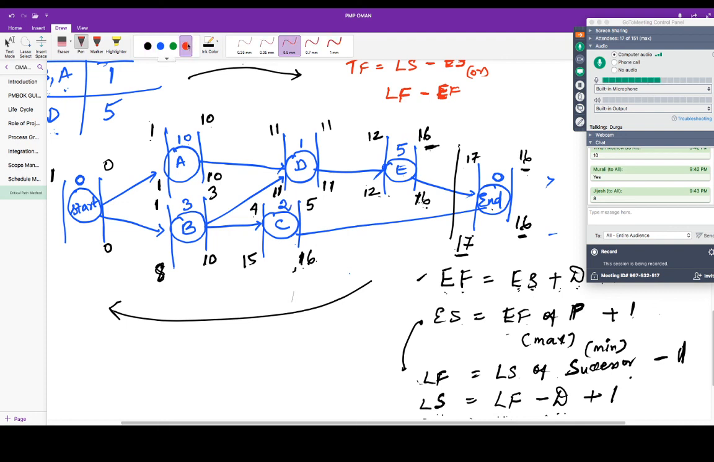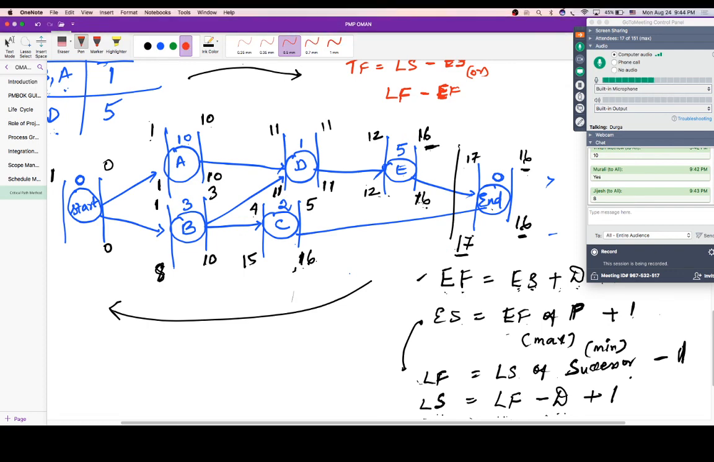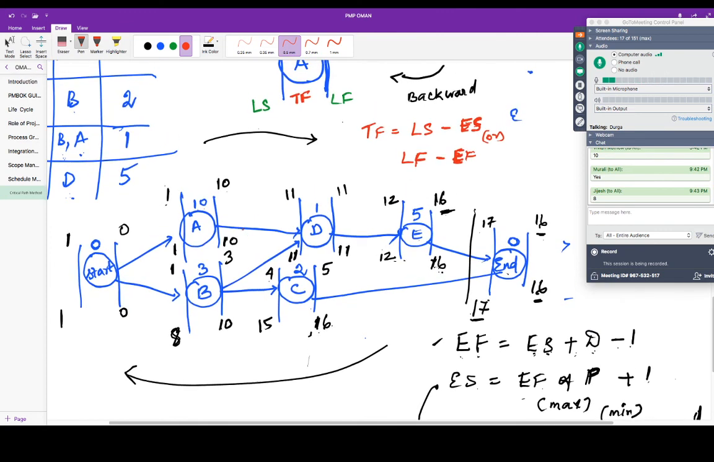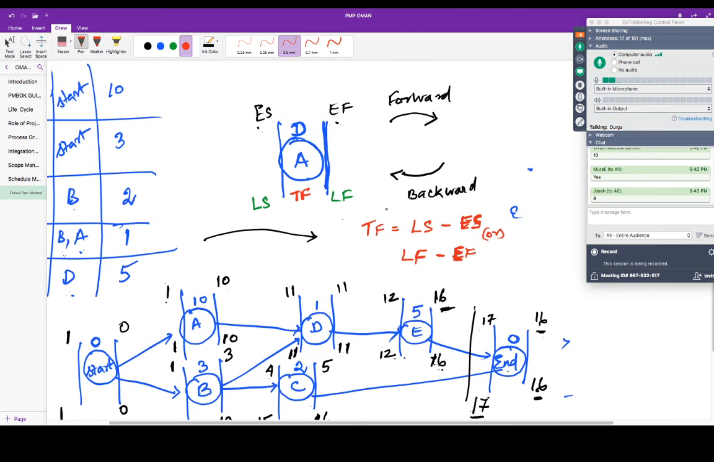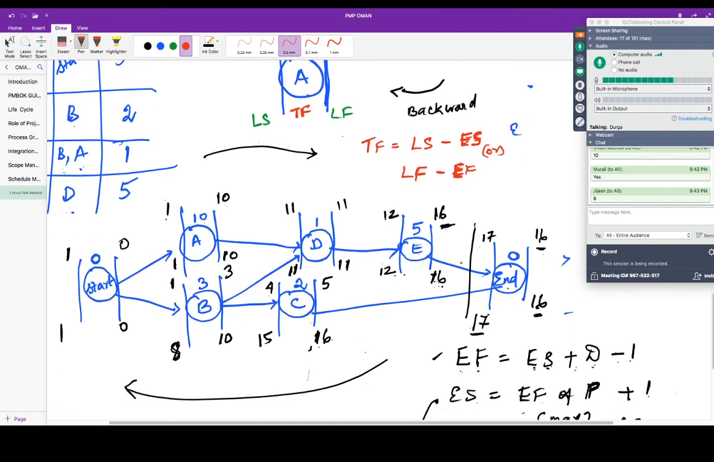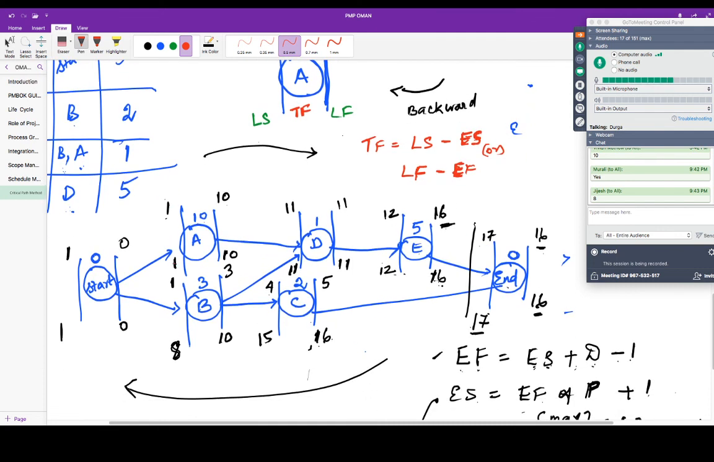Now, what are the critical activities? First, we should find out the critical activities. Which activity is critical? Where the total float is 0. So late start minus early start, or late finish minus early finish. Here, late start 1 minus 1, 0, or 10 minus 10, also 0. So this is critical. 8 minus 1, 7, or 10 minus 3, 7. So 7 days is the float here, so it is not a critical one.